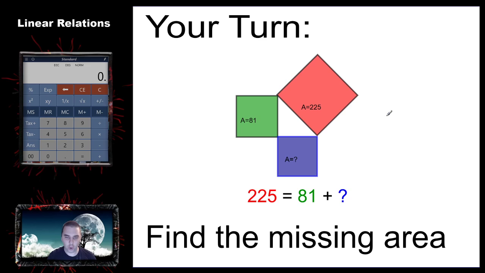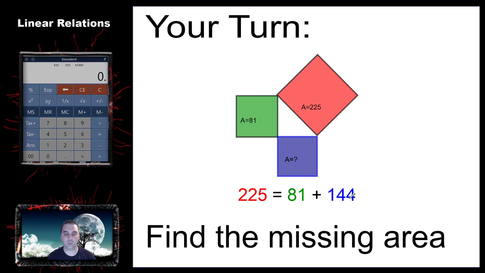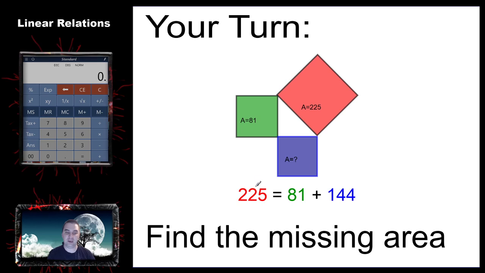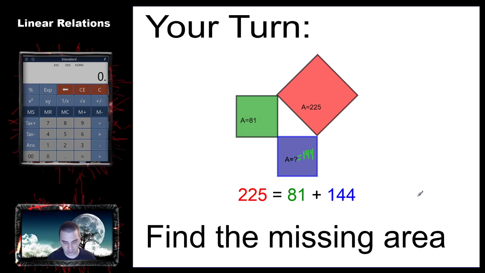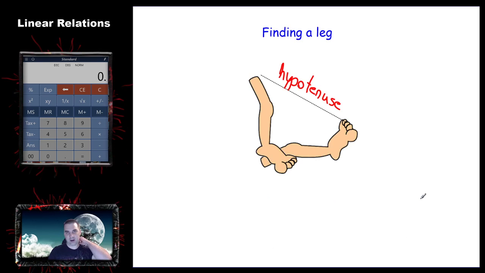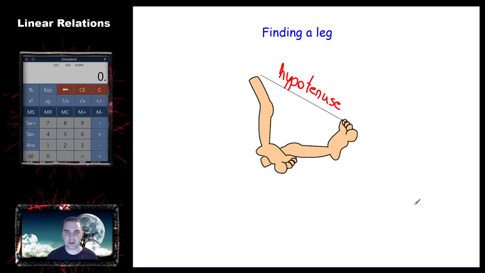All right. Hopefully you were able to figure out that 225 minus 81 is equal to 144. So 81 plus 144 is equal to 225, which means that the area of this missing side here is actually 144.